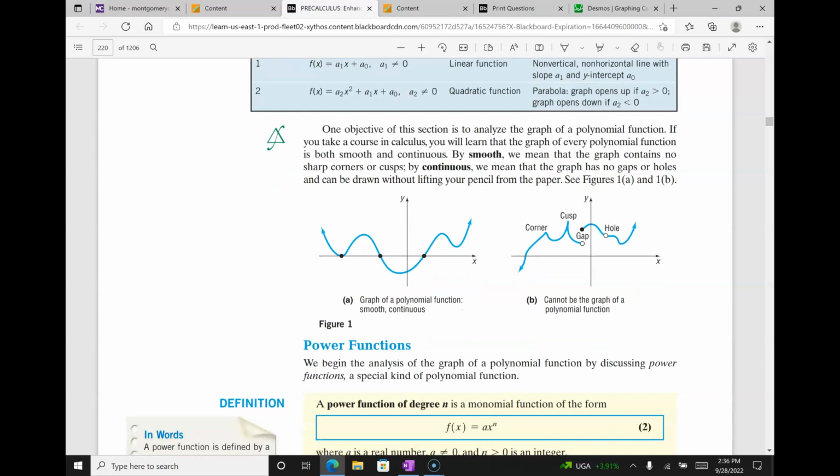So we'll talk a lot about this in calculus, but polynomials are like roller coasters, right? No loops, no gaps, no holes in it, no real sharp points that would probably hurt a lot on a roller coaster, right? So nice smooth curves.